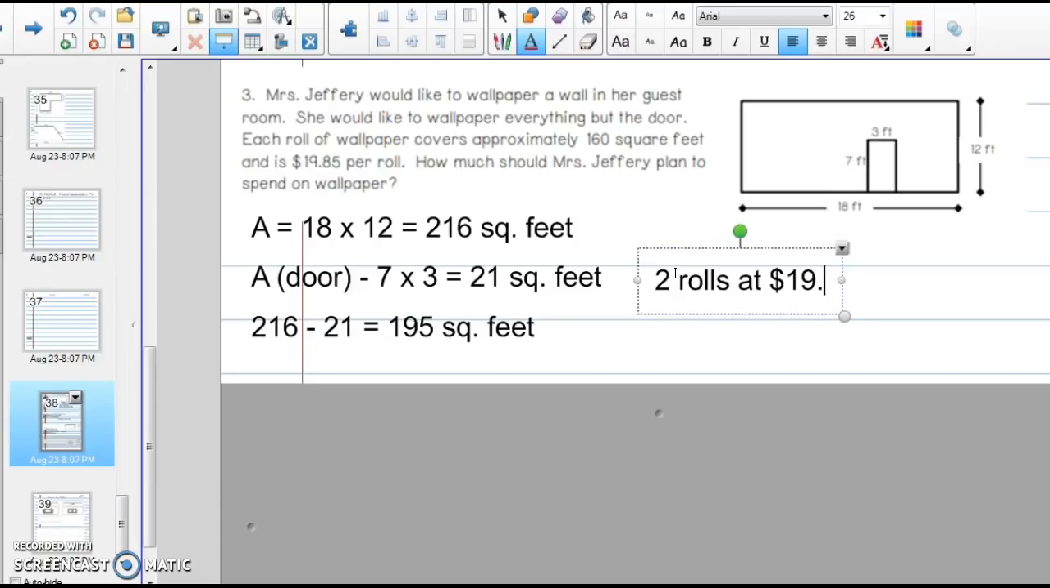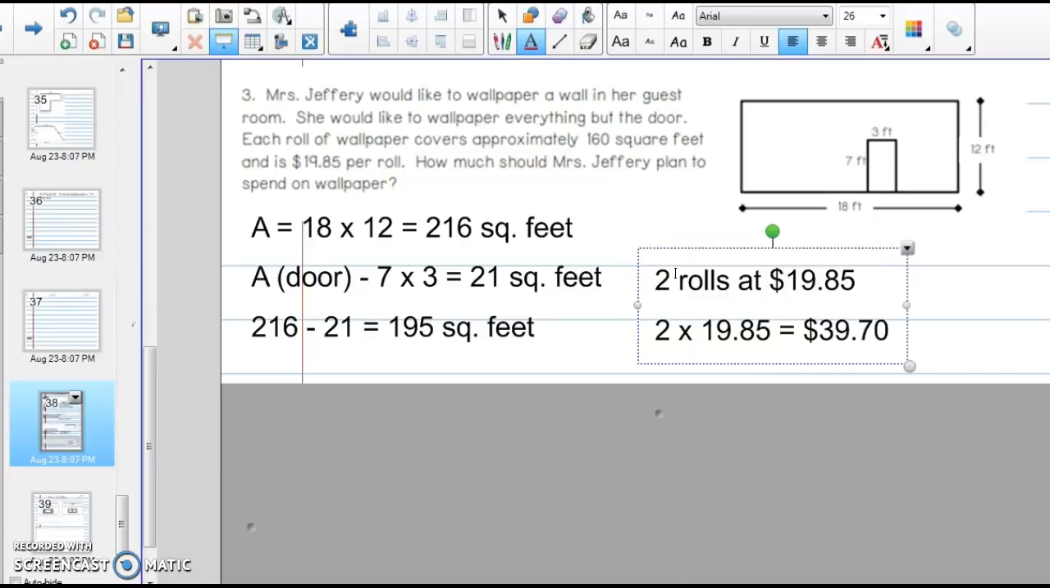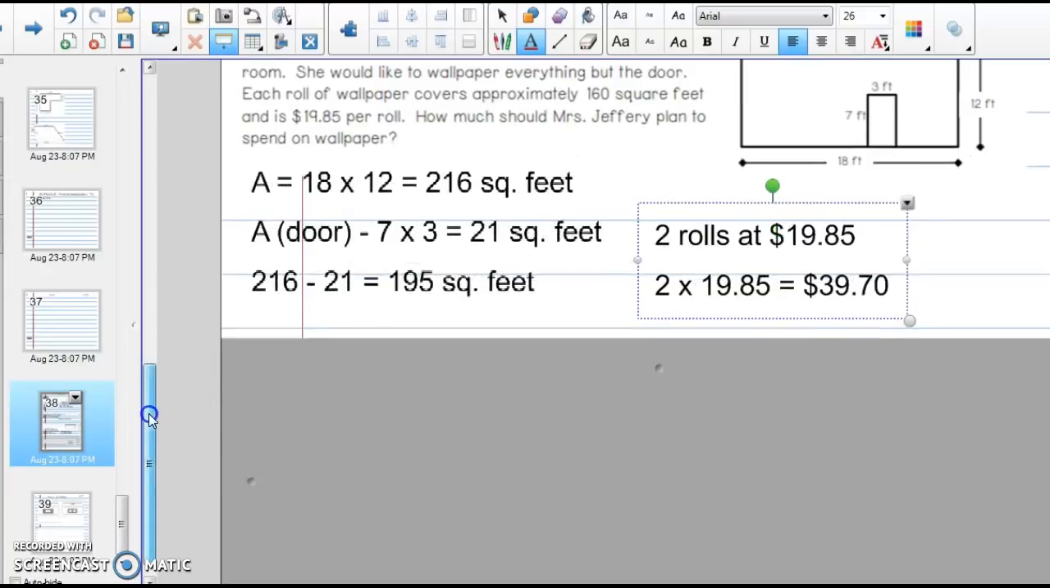$19.85. So how would we determine the cost of both? We would simply multiply 2 times $19.85. Pause the video and do that right now on your calculator. You should have gotten on your calculator $39.70 for the 2 rolls.